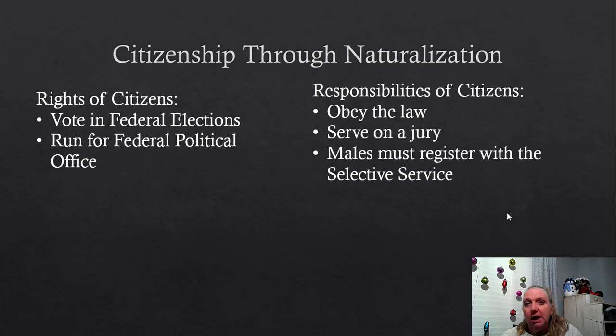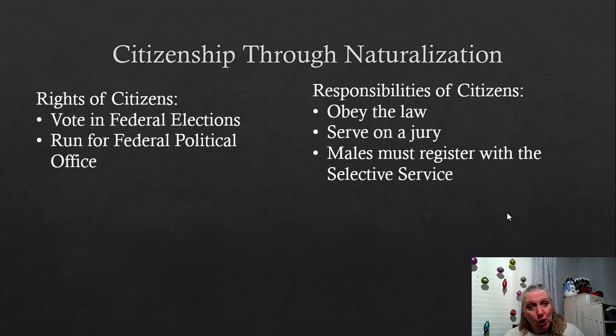So they can be a Congress member, senator, House of Reps, those sorts of things. They could even potentially be a judge. Responsibilities of citizens means that they will obey the law. They will serve on a jury. Jury duty is required. If you get called for it, you have to serve. It is your duty. Everyone should know that anyone facing criminal charges is going to have a jury of their peers.